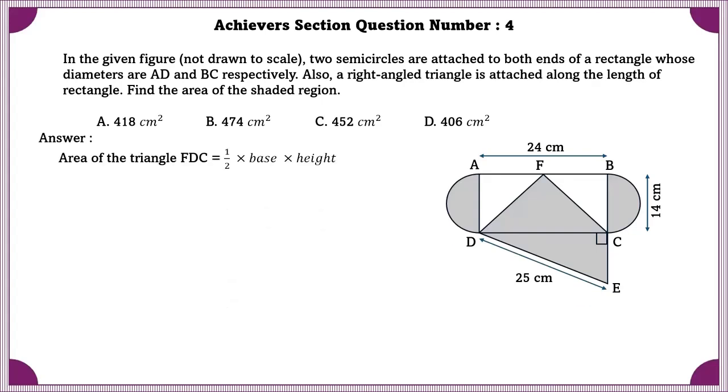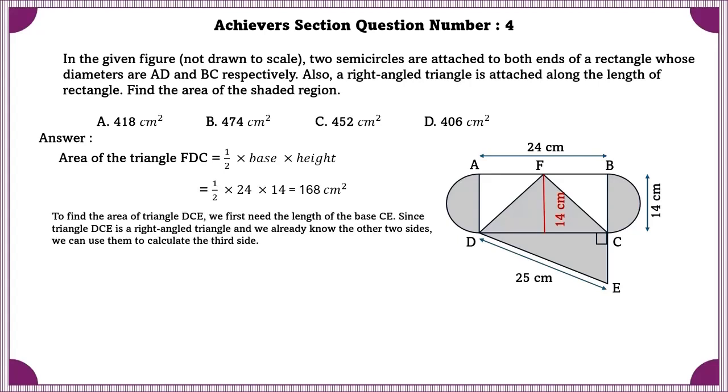Area of the triangle FDC is equal to 1 by 2 into base into height. That is 168 centimeters square. To find the area of the triangle DCE, we first need the length of the base CE. Since triangle DCE is a right angle triangle and we already know the other two sides, we can use them to calculate the third side. We can do this using the Pythagoras theorem. That is, hypotenuse square is equal to base square plus height square. If we do that, we'll find the value of CE, that is 7 centimeters.